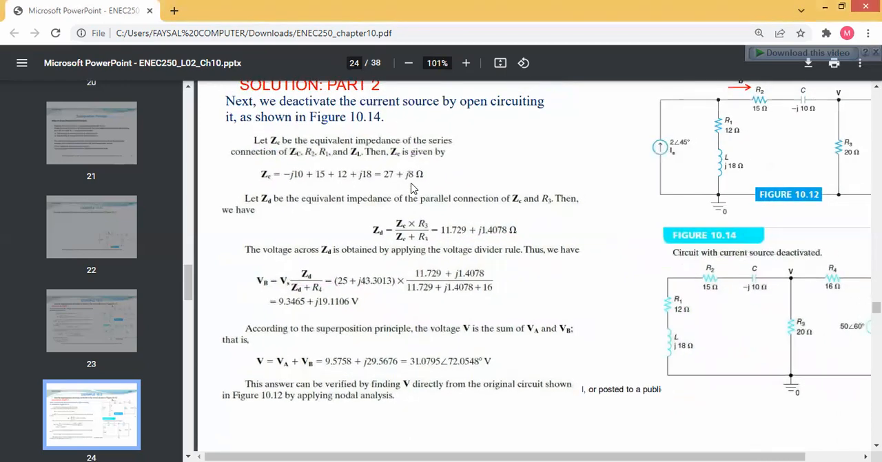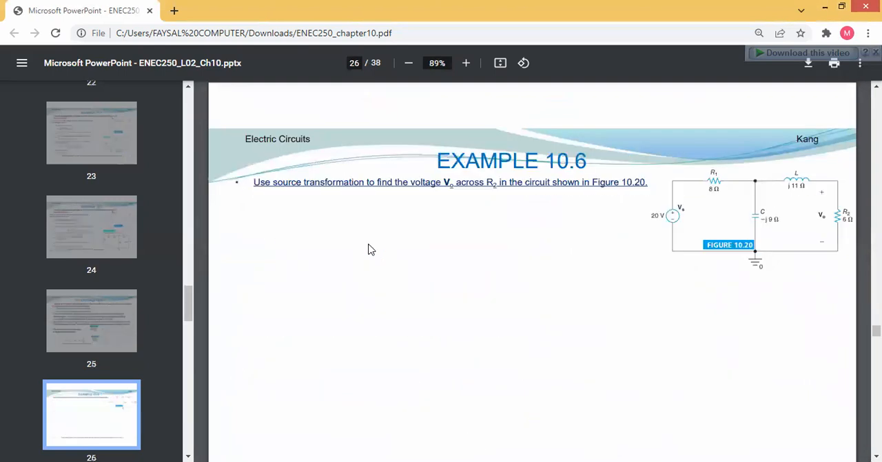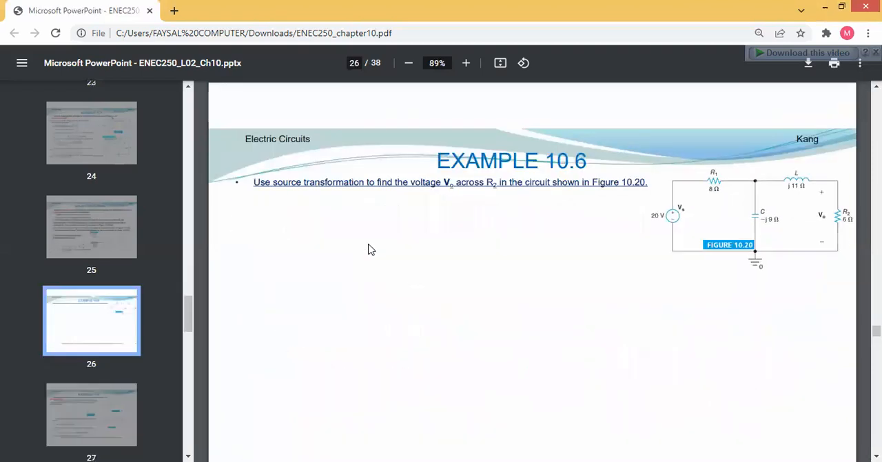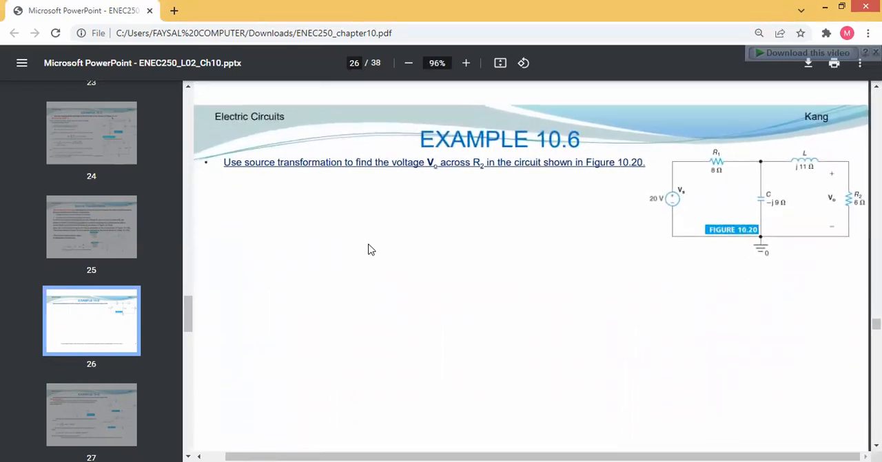Okay, now moving forward. Next is source transformation. Source transformation basically uses voltage source to current source conversion, and the second is current source to voltage source conversion. So use source transformation to find the value of V naught across R2 in the circuit in figure 10.20. So how to do it?